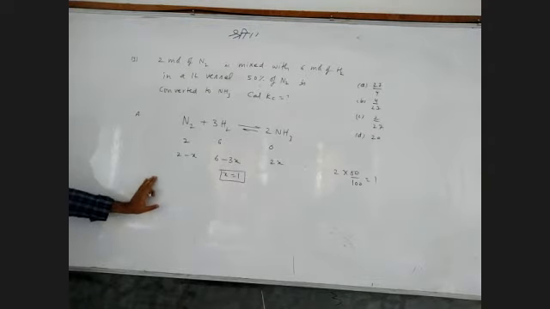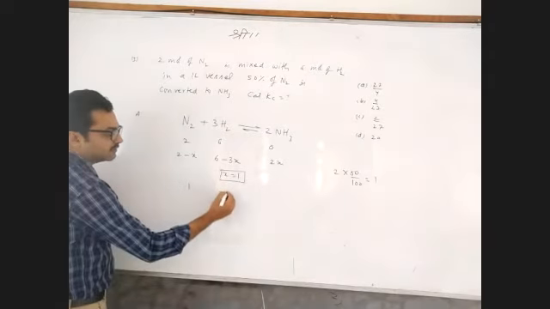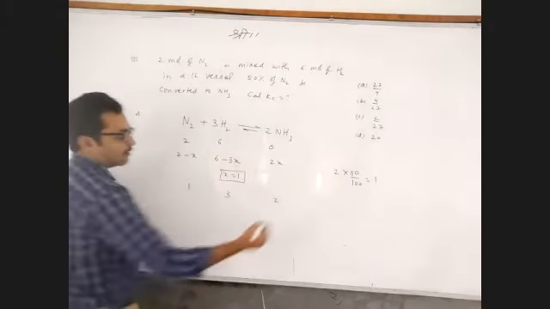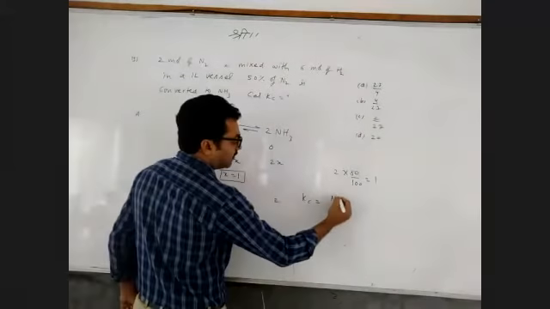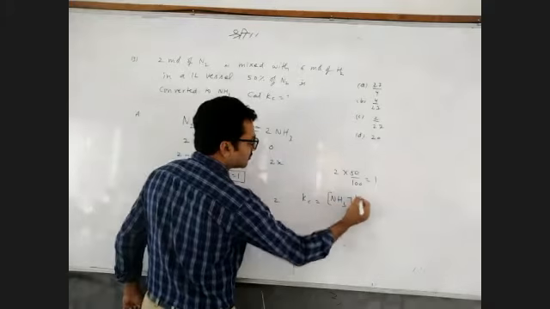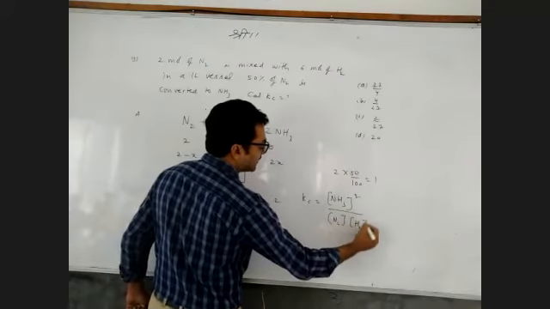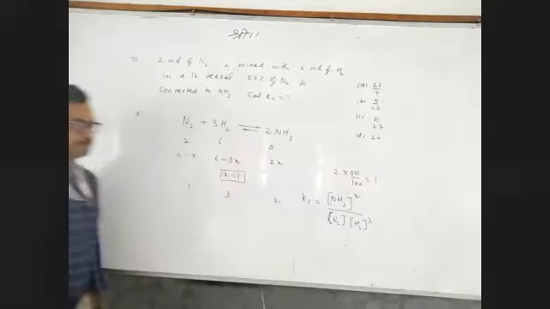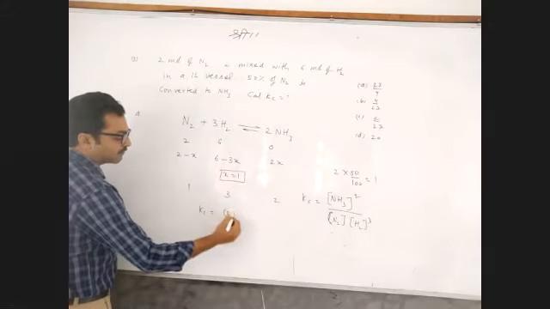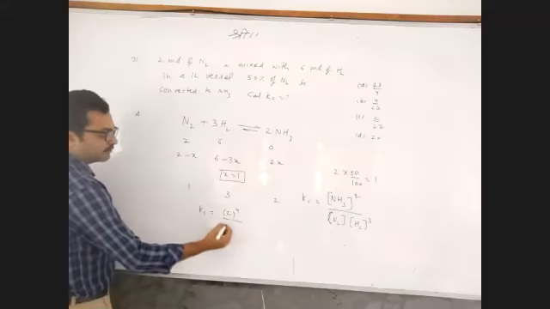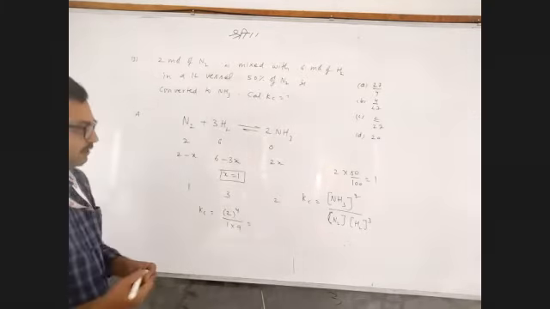Now equilibrium concentration can't you find? Can't you find the equilibrium concentration? So this is how much? 1. This is how much? 3. This is how much? 2. Now what is our Kc? Ammonia concentration raised to 2 by nitrogen concentration into hydrogen raised to 3. This is what Kc. Now substitute Kc value. So this is 2 whole square by 1 into 9.